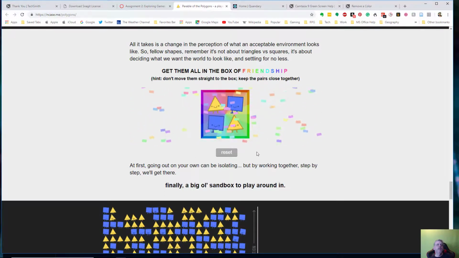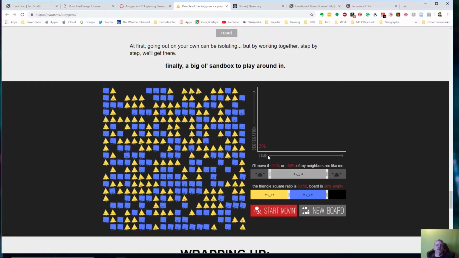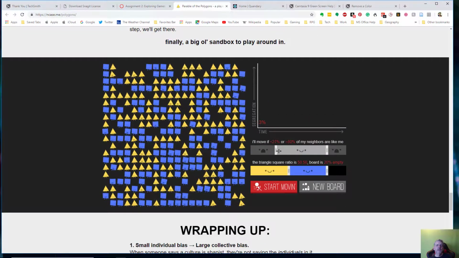Yay, confetti. Alright, working together step by step, we'll get there. And a sandbox to play in. Let's go narrow here. 40, 60. And start moving.